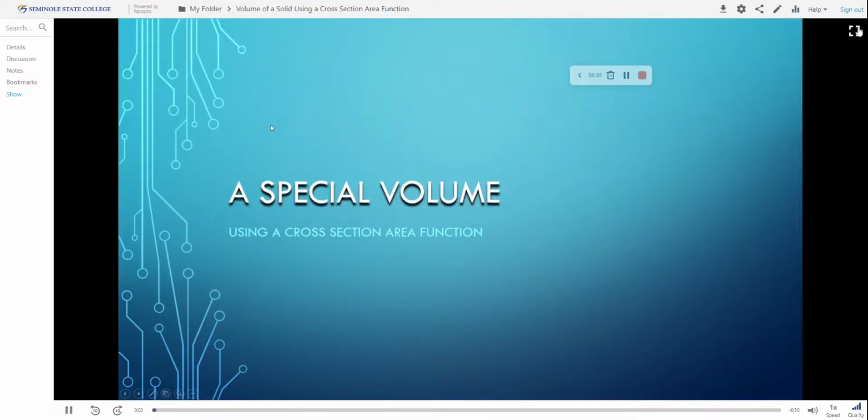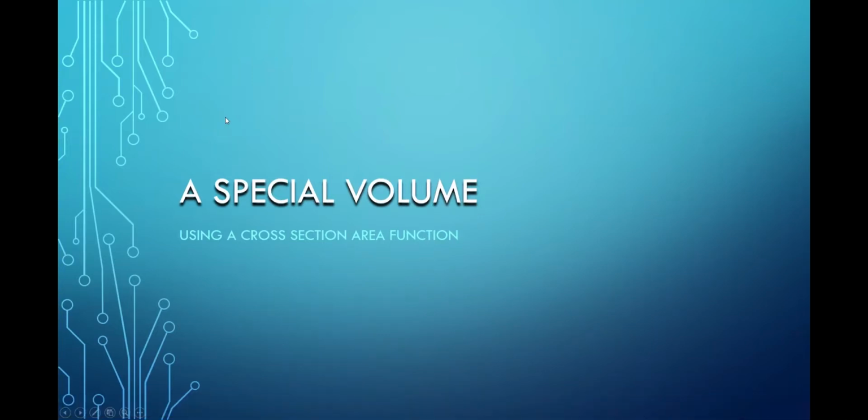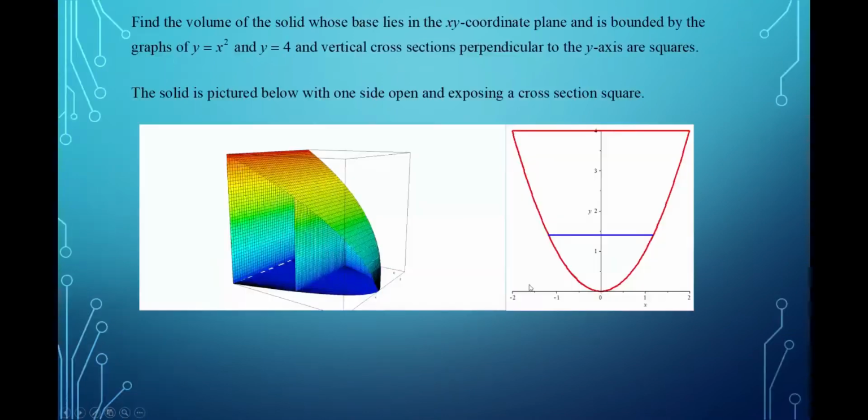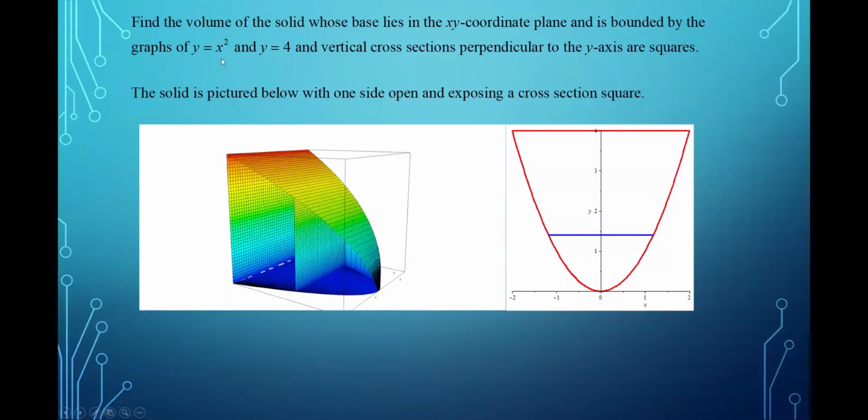Well, the plan for this video is to look at how we can calculate the volume of a solid in a special case, special volume I'm going to call this, where you could use a cross-section area function. Now, the idea here, if you've got a solid that can be modeled in terms of a base, in this case we have a base bounded by y equals x squared and y equals 4.